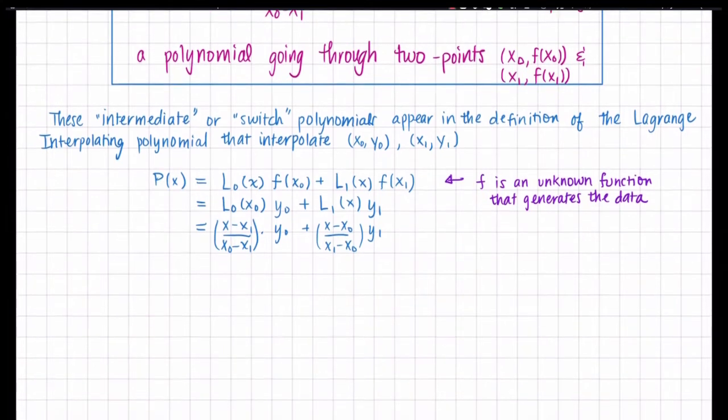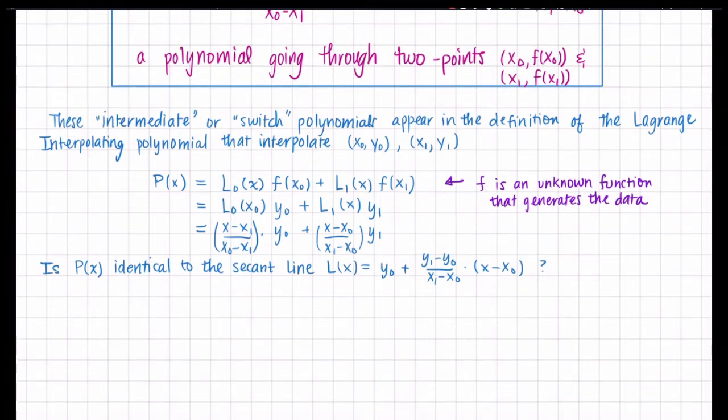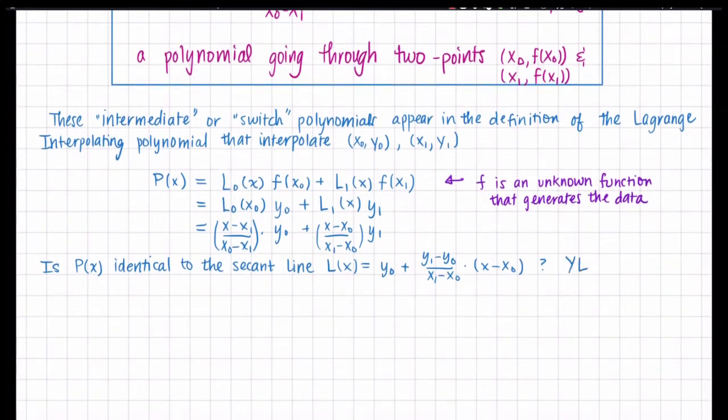Now, the question is, so I said the Lagrange interpolating polynomial. What about the secant line from last time, right? Is p of x, the one that I have here, identical to the secant line through those 2 points, which we found to be y naught plus y1 minus y naught divided by x1 minus x naught times the difference x minus x naught? We found that using the point-slope formula, and the answer is yes, they're identical.